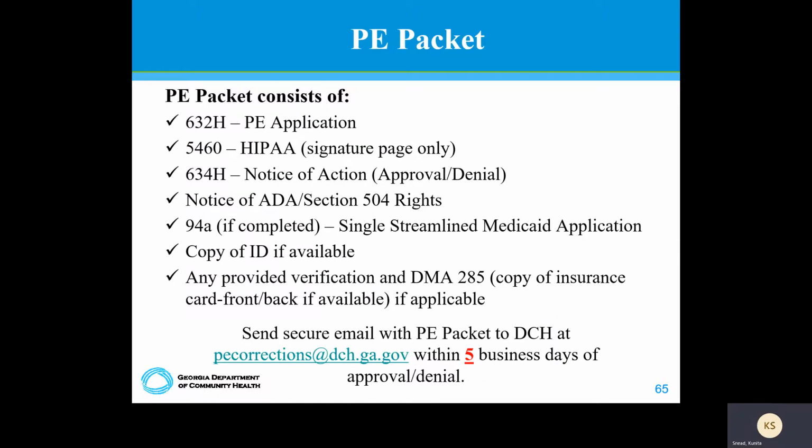So if you're doing the application, we just went over the procedures. If you're doing the application with the applicant right there in the office with you, then this is the process that you should go through. And this is what your PE packet should be included with. Of course, you should have the 632H, your 5460, which is the signature page only. All the other pages you should give to your applicant. The notice of action, whether approved or denied. A copy of the notice of ADA. The 94A, if it's completed.